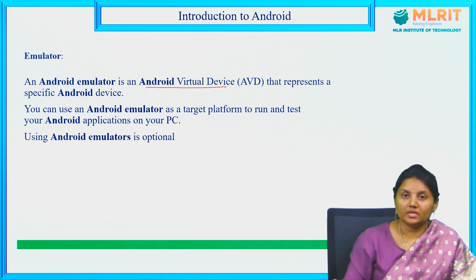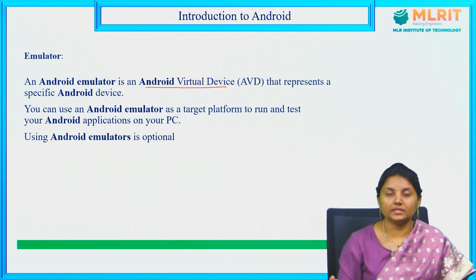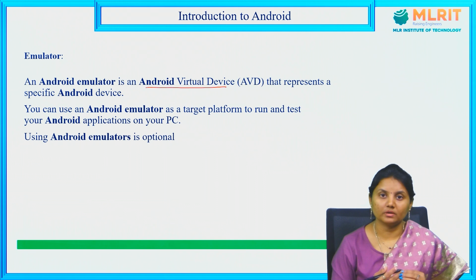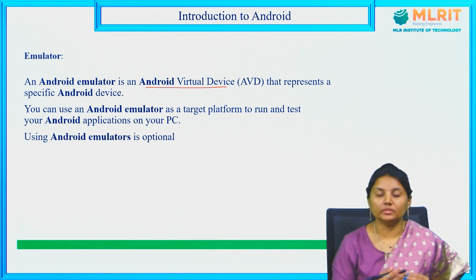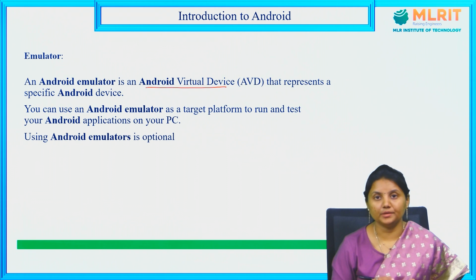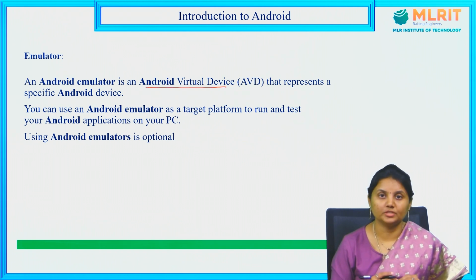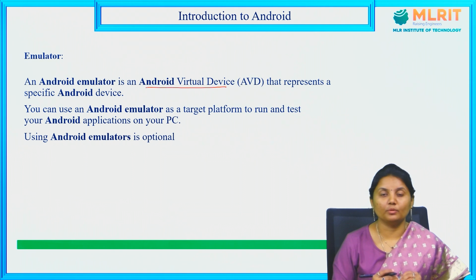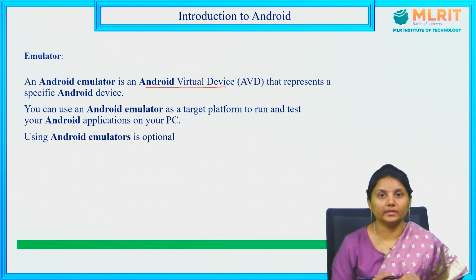Using Android emulators is optional. We can also connect our Android phone directly to our laptop, so that you can deploy your file, or place the APK file directly into your mobile using a USB cable. That is one option. The other option is, if you don't have any Android device, then you can use the AVD, which takes help of the emulator.